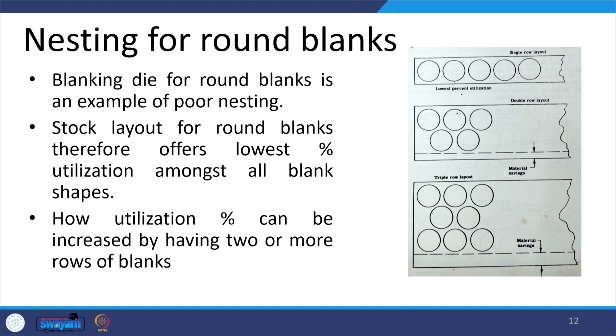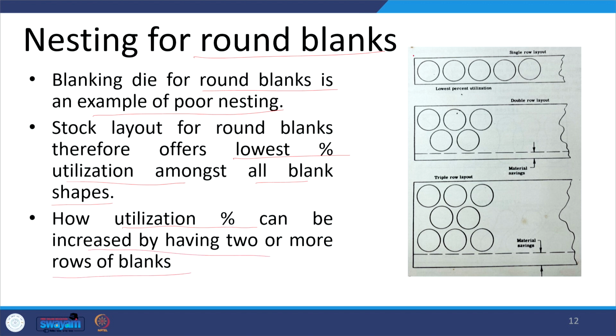But for round blanks, it is just the opposite. Blanking dies for round blanks is an example of poor nesting. The stock layout for round blanks therefore offers the lowest percentage utilization amongst all blank shapes, and the utilization percentage can be increased by having two or more rows.